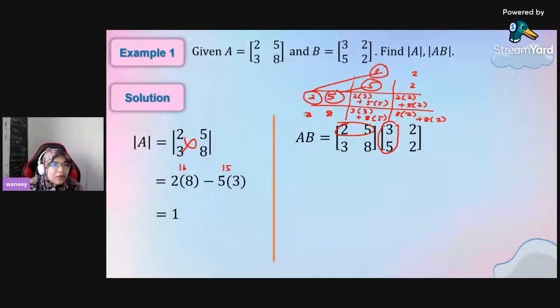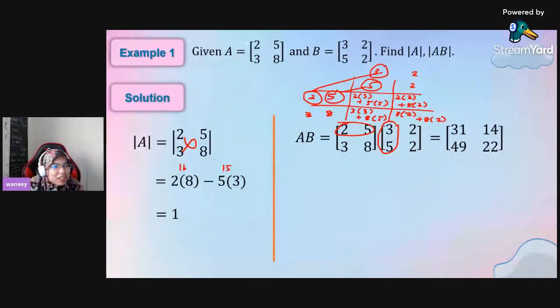So the answer for A multiplied with B is [[31,14],[49,22]]. Do correct me if there's something wrong with the calculation. If I make a mistake, please inform me, because sometimes I slip. Okay, so that is AB.